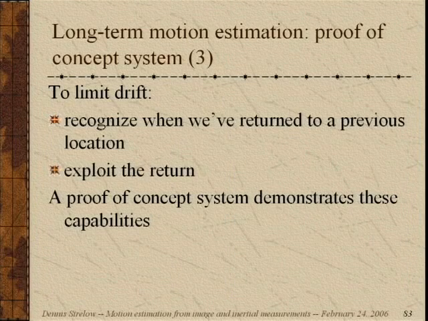Okay, so to limit drift, we need to do 2 things. We have images, so we need to look in the images to see when we've come back to a place where we've been before. And we need to exploit that in the second step, which is the estimation step. And I built a kind of proof of concept system that tries to demonstrate these ideas.